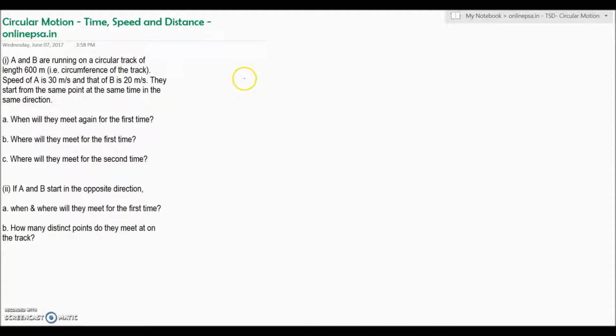Hello guys, welcome to another session on time, speed and distance. Today we have taken a subset of the chapter time, speed and distance, and that is circular motion. So we'll start with a couple of principles and questions on this topic and see how we can apply the same principles that are used for the normal time, speed and distance on circular motion problems as well.